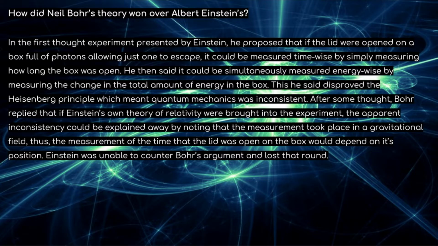After some thought, Bohr replied that if Einstein's own theory of relativity were brought into the experiment, the apparent inconsistency could be explained away by noting that the measurement took place in a gravitational field. Thus, the measurement of time that the lid was open on the box would depend on its position. Einstein was unable to counter Bohr's argument and lost that round.